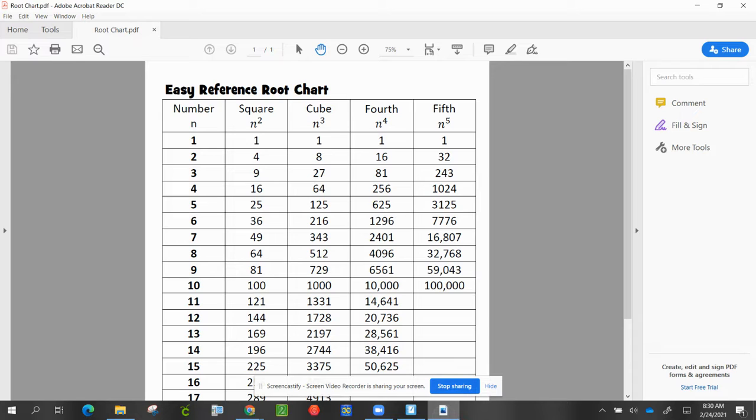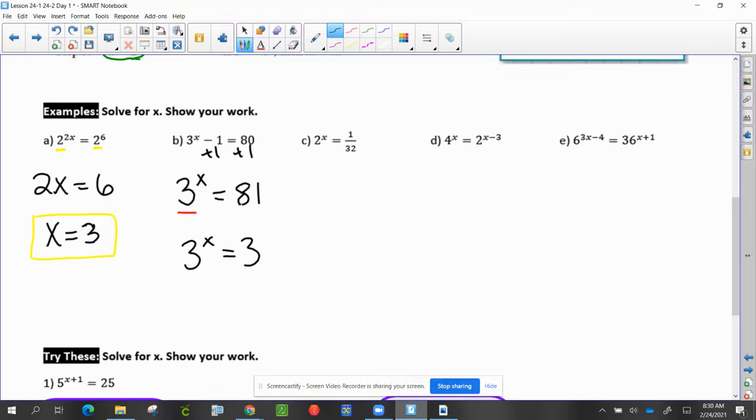So going back to that root chart, if we need it to be base 3, I'm going to look in this line of 3s here. And you can see I found 81. Here it is. So 81 would be 3 to the 4th power. So we're going to rewrite 81 as 3 to the 4th power. So 3 to the 4th power is 81. They're the same exact number. They just look a little different. Now that our bases are the same, we can set our exponents equal. So we can drop the bases, and this one solves itself. x is 4.